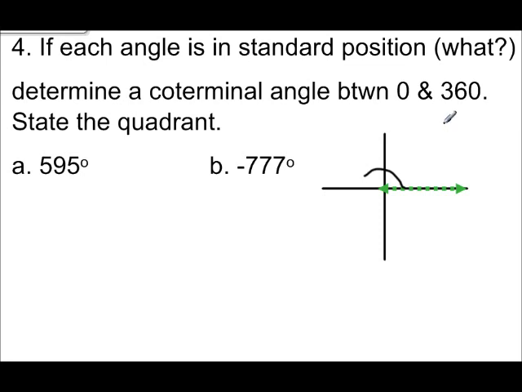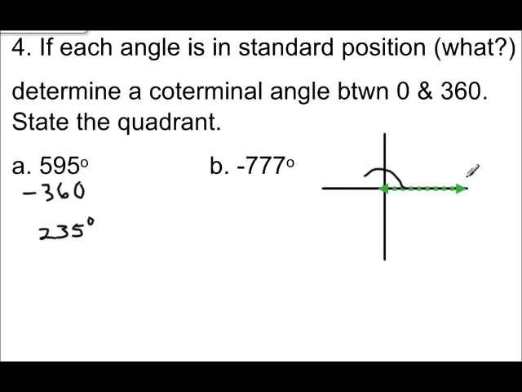Determine a coterminal angle between 0 and 360 just means find an angle that would end in the same place on a circle, but which is between 0 and 360 because it's easier for us to work with those. So all you need to do is add or subtract 360 degrees to find a coterminal angle until you get something between 0 and 360, and then give the quadrant. So for 595 degrees, we need to subtract 360, and we end up with 235 degrees.